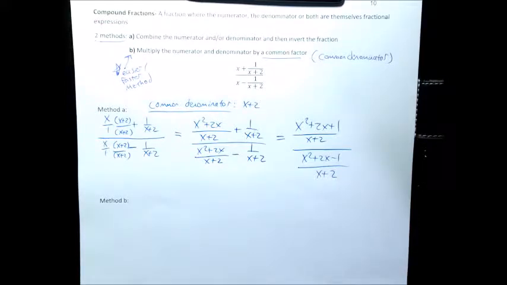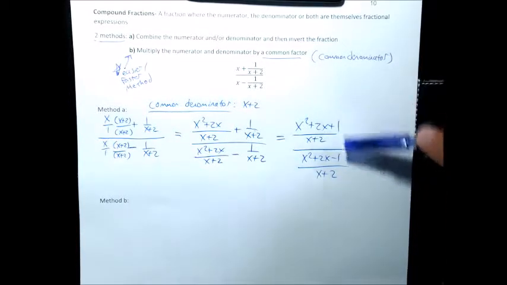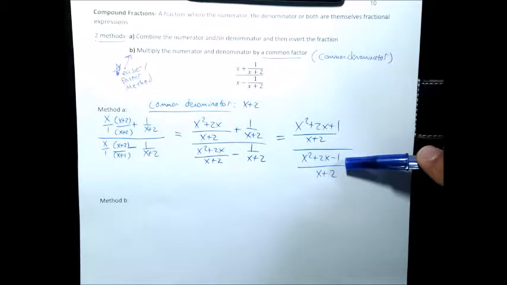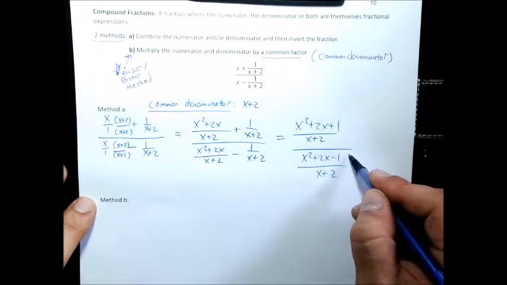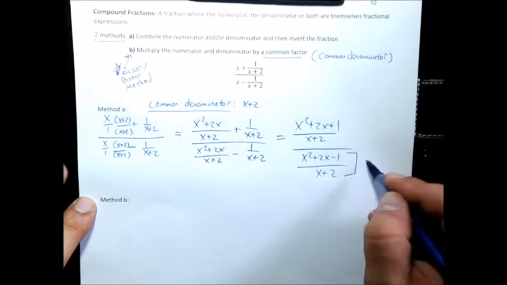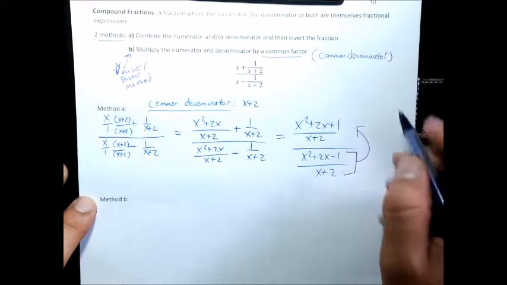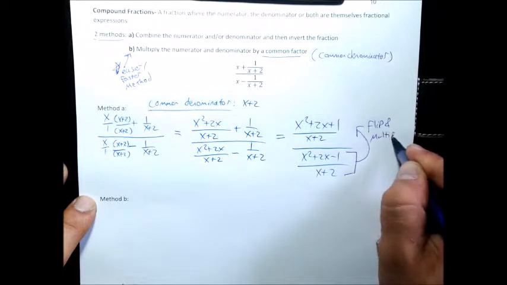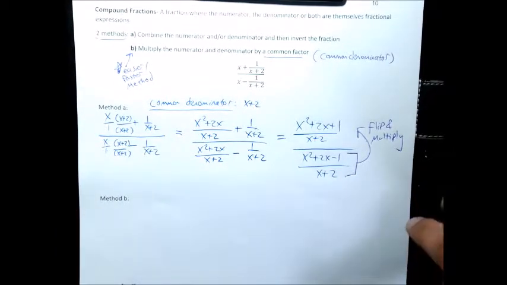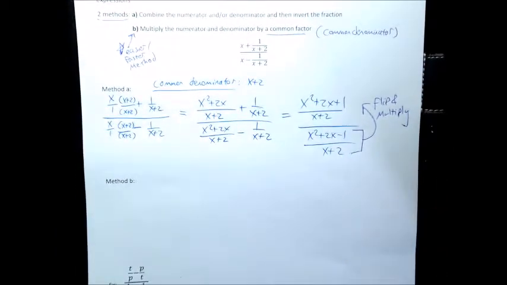And now I'm in a situation that's helpful. Because what I can do now is, this is a division problem. I have a fraction divided by another fraction. And we just said that when you divide fractions, you flip the one doing the dividing and multiply it. So what we're going to do is take this, flip it, and multiply by the top. And then it won't be a compound fraction anymore when we do that.